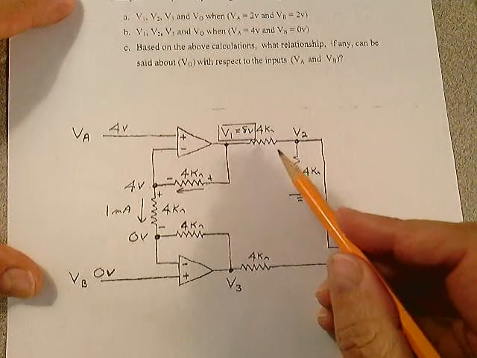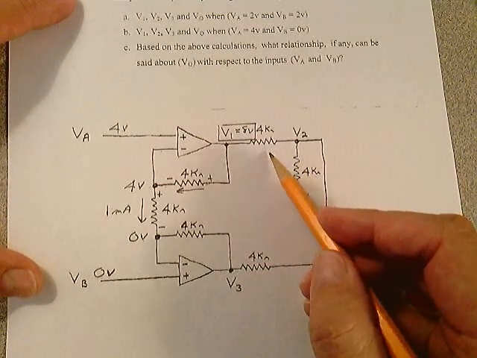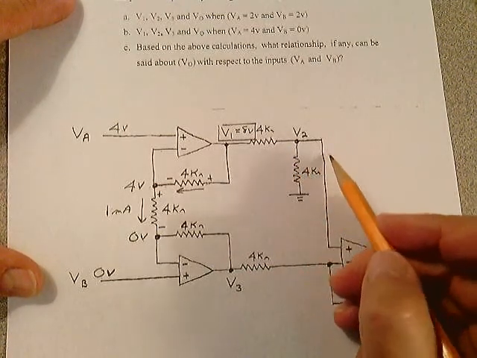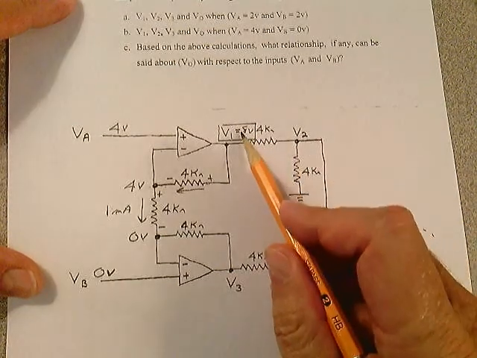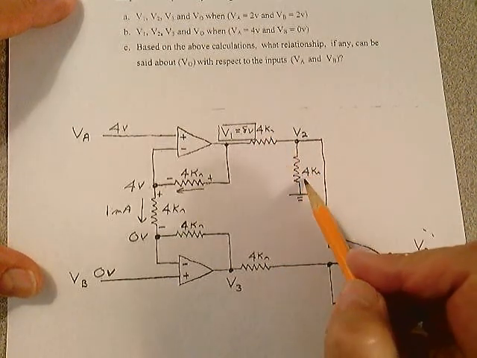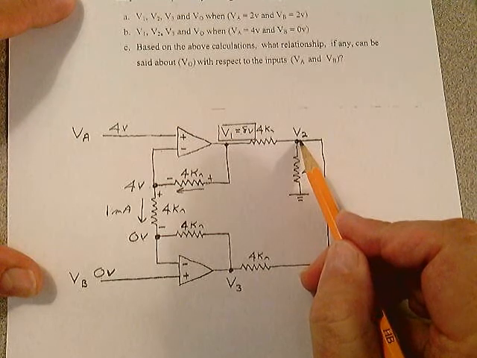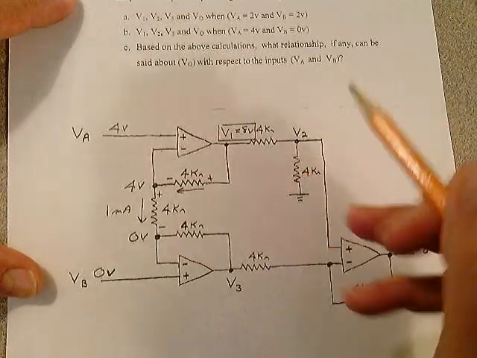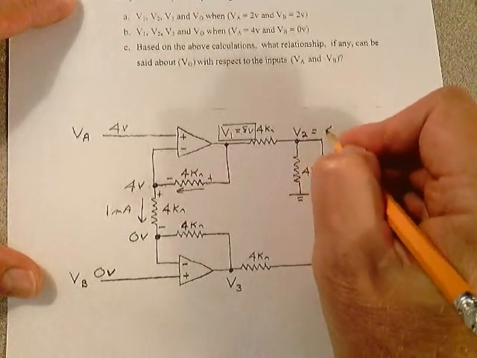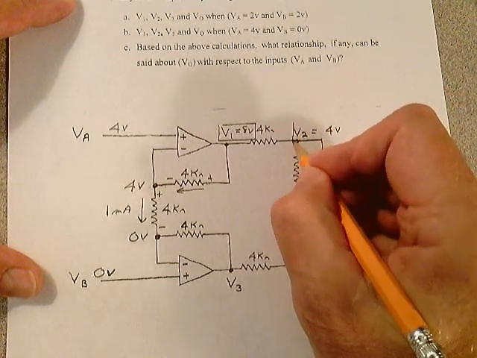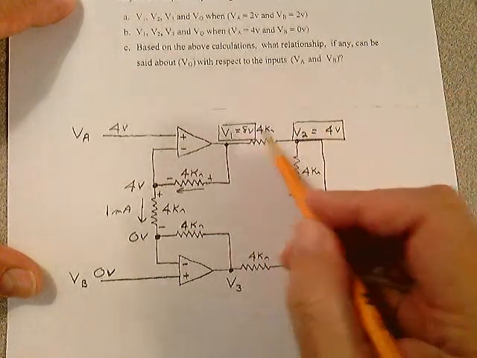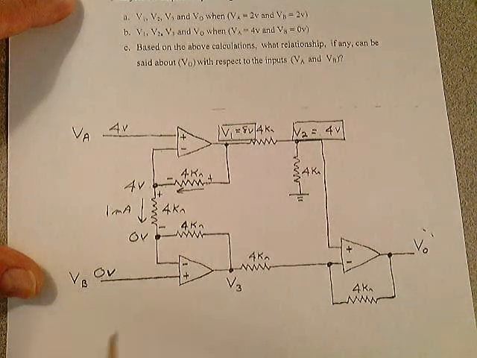Using the voltage divider rule, which we talked about a minute ago in the previous problem, this is just a high input resistance here. 8 times 4 divided by 8, that leaves you V2 as 4 volts. Now we calculated V1, we calculated V2. Let's get out here and see if we can't get V3.